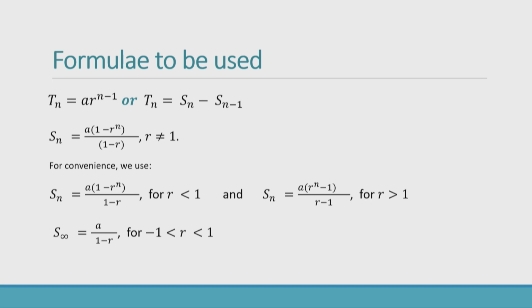Now, for the sum to infinity, this is something new which we are going to learn in today's lesson. It is equal to A over 1 minus R. But we can only use this formula if R is greater than negative 1 and less than 1.